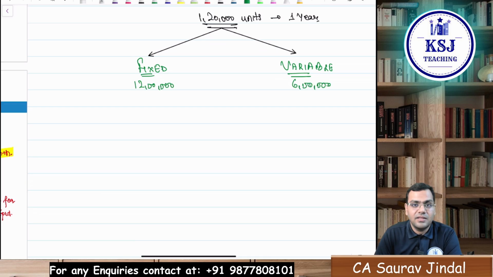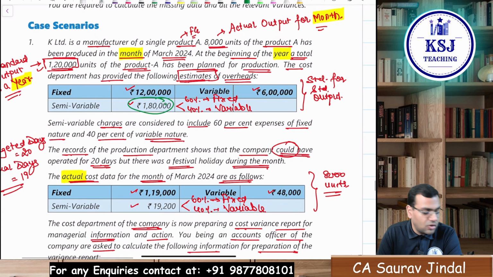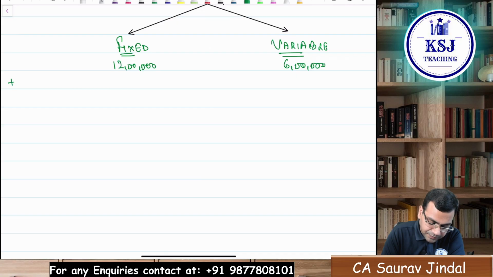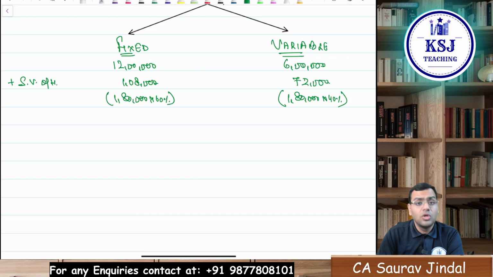Anything to be added in this? Yes, sir. The semi-variable overheads, 1,80,000, 60% will go to the fixed one and 40% will go to variable one, right? Add semi-variable overheads. That is, for 1,80,000, 60% of it will go to fixed part and 40% will go to the other part. So 1,08,000 will be added to the fixed overheads, right? And remaining 72,000 will be added to variable overheads.